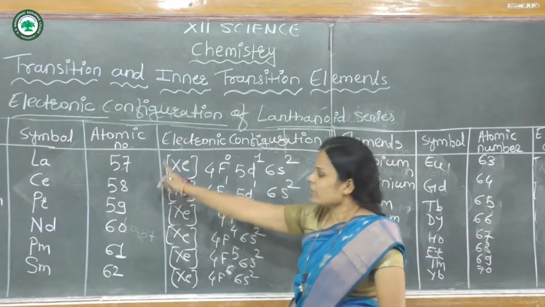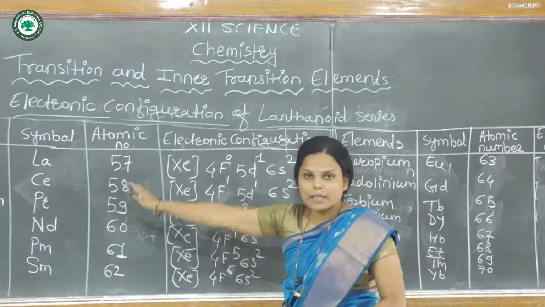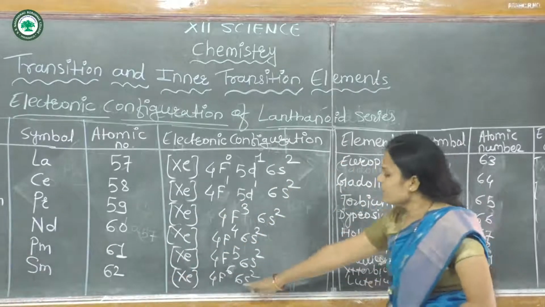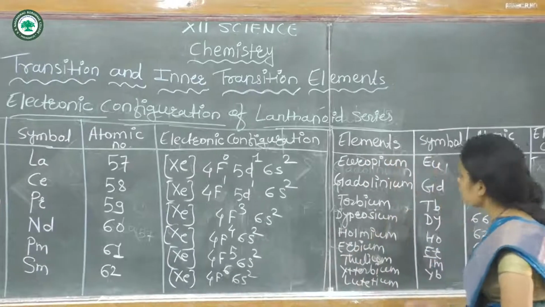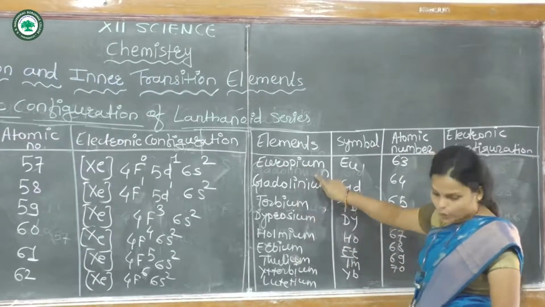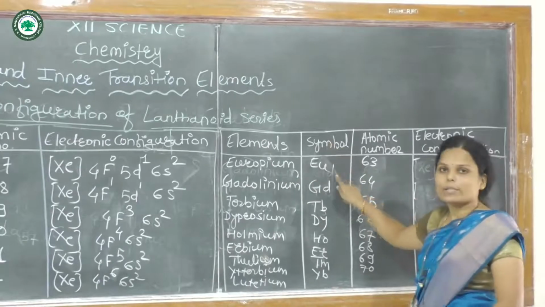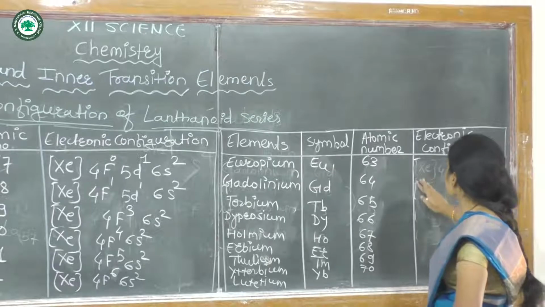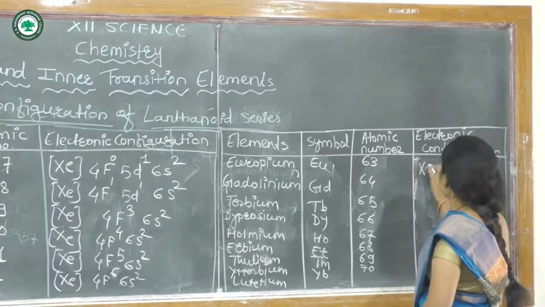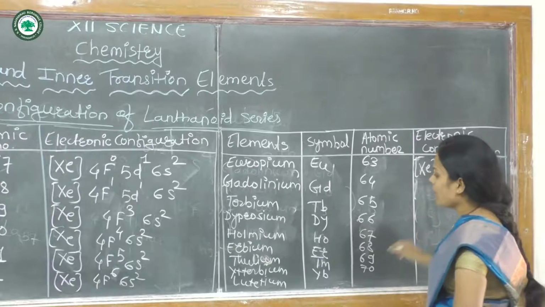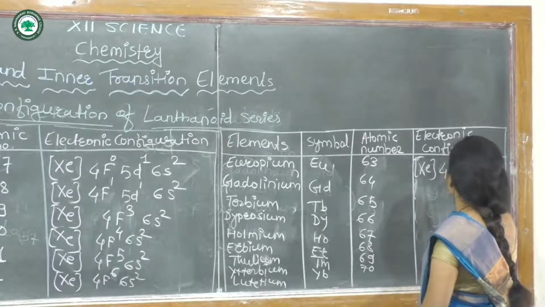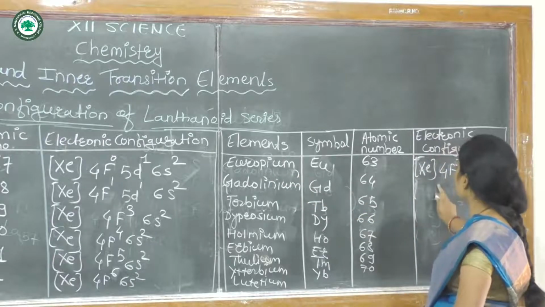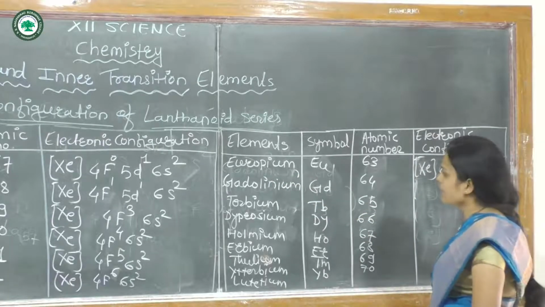We also discuss the next element, samarium. Its atomic number is 62. Here is 4f6 and 6s2. Now the next element is europium. Europium's symbol is capital E and small u, and the atomic number of europium is 63. Its electronic configuration is 4f7 and 6s2.